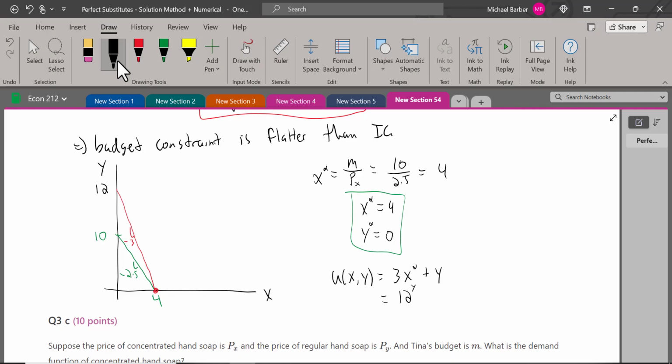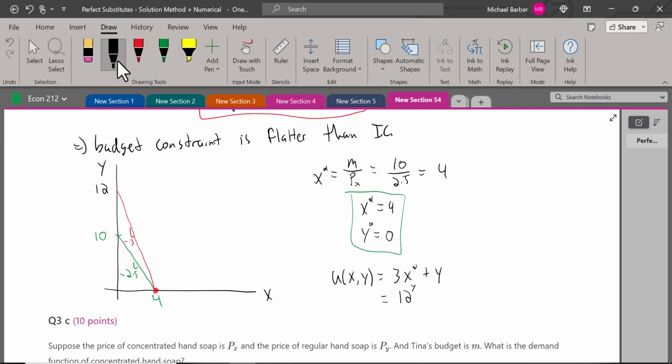So here's a diagram of our solution. We have the slopes of the two lines, the indifference curve and the budget constraint. And we argued why we're only going to buy good x here, because the budget constraint is flatter than the indifference curve, with a slope of negative 2.5, while the slope of the indifference curve is negative 3. And that's how we came up with our solution.